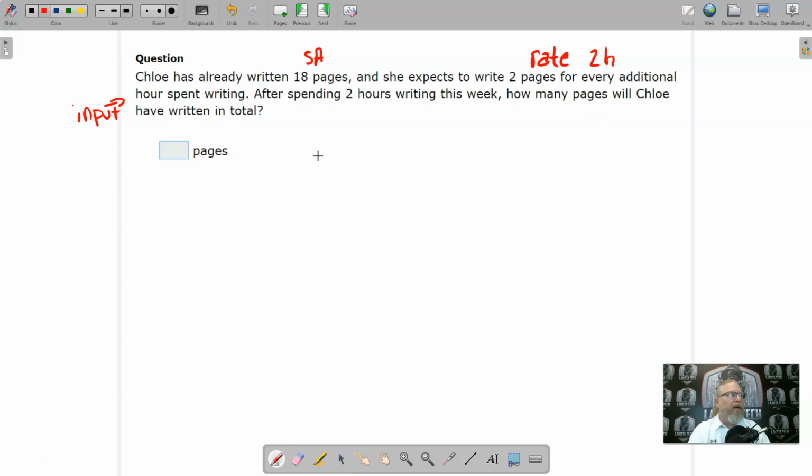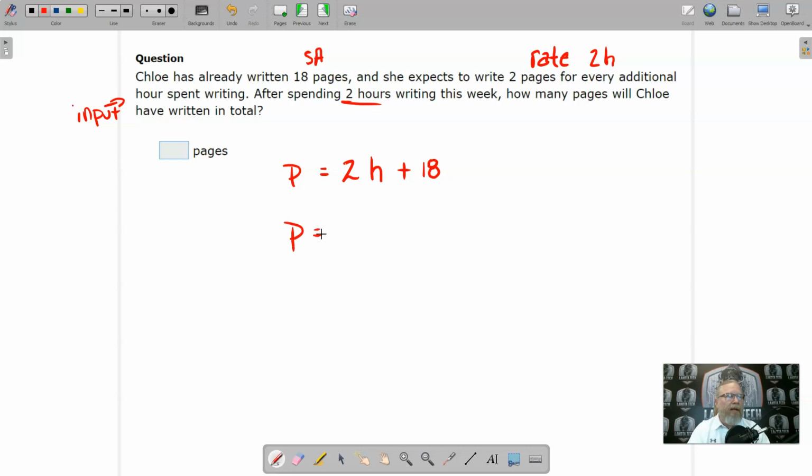So the number of hours determines the number of pages. The number of pages we have depends upon how many hours that Chloe writes. We do have a starting amount of 18. So we're going to start with 18. And our rate, remember, is 2 pages every hour. Now, what do they give us? They give us an input after spending 2 hours. So we're going to substitute in 2 for H here.